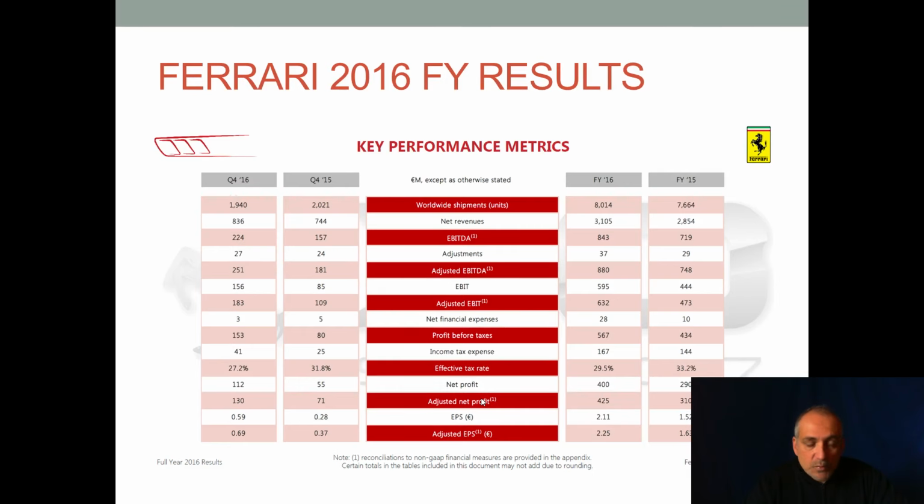So revenues, EBITDA, remember EBITDA, proxy for operating cash flow, EBIT, financial expenses, net effective tax rate, profit, and earnings per share. EPS is earnings per share. Why? Well, because the company is listed in a stock exchange, and this is something which is very useful to make comparison between Ferrari, for example, and a competitor in the luxury segment.